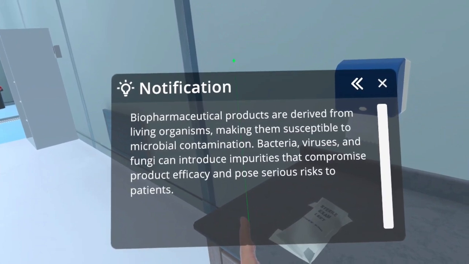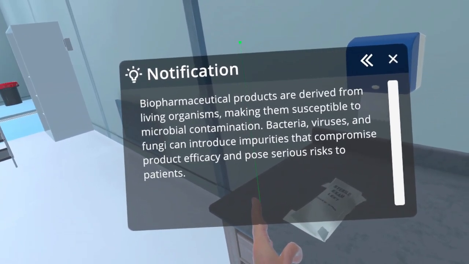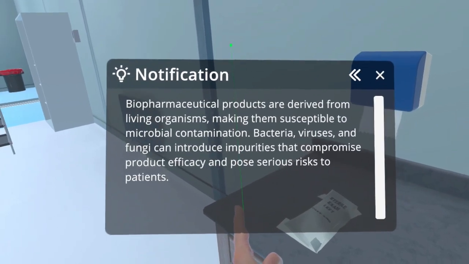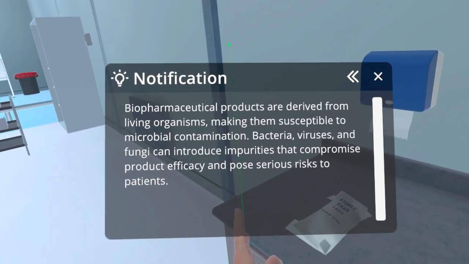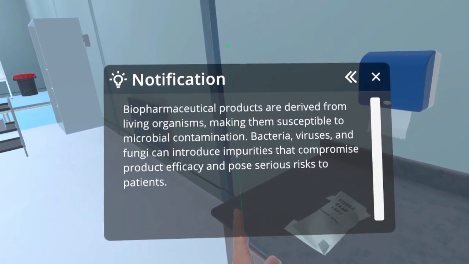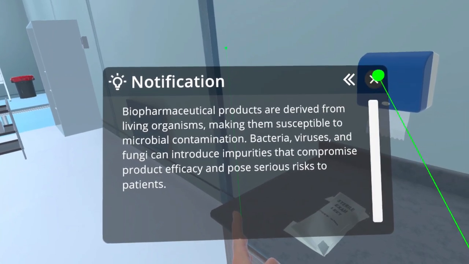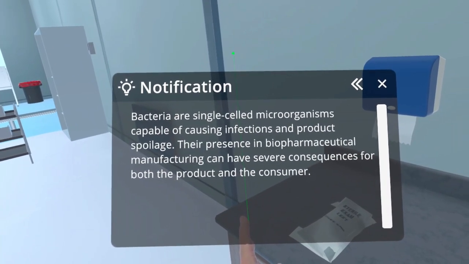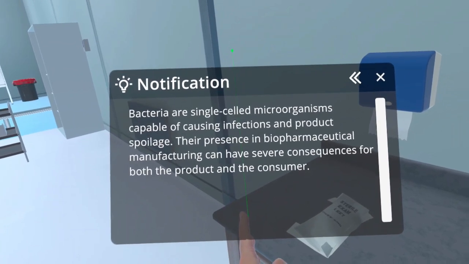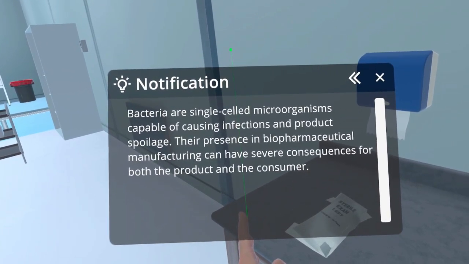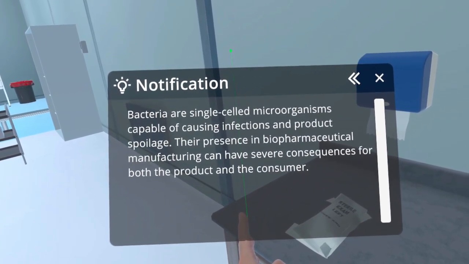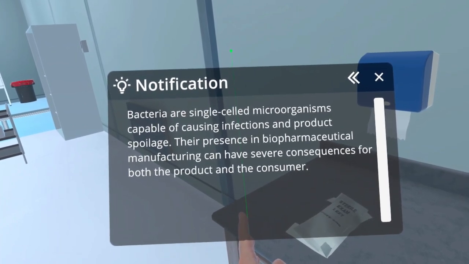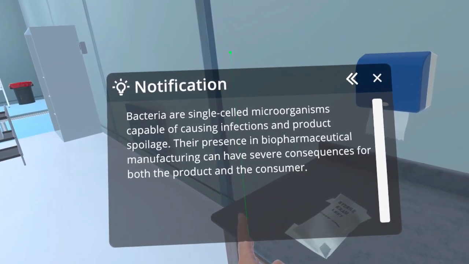Biopharmaceutical products are derived from living organisms, making them susceptible to microbial contamination. Bacteria, viruses, and fungi can introduce impurities that compromise product efficacy and pose serious risks to patients. Bacteria are single-celled microorganisms capable of causing infections and product spoilage. Their presence in biopharmaceutical manufacturing can have severe consequences for both the product and the consumer.